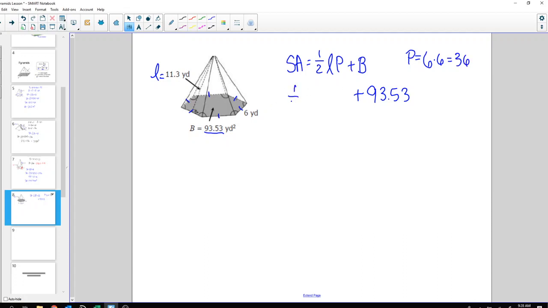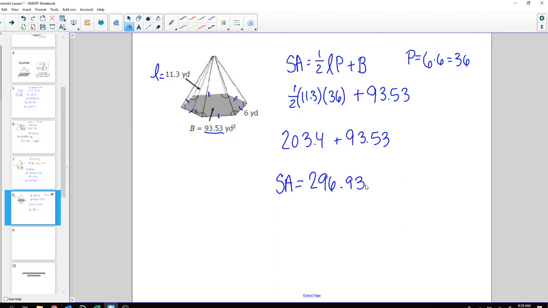So surface area is going to be 1/2 times 11.3 times 36 plus that area of the base that they already gave me. So I get 203.4 plus 93.53, giving me a surface area of 296.93 yards squared, because we're doing surface area.